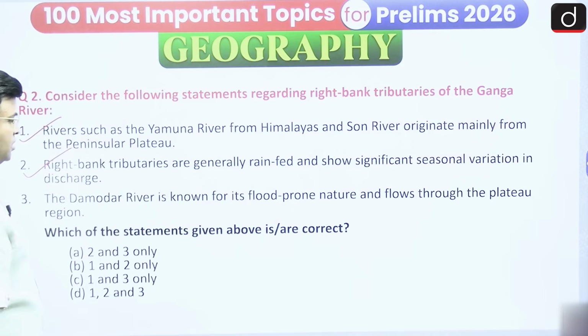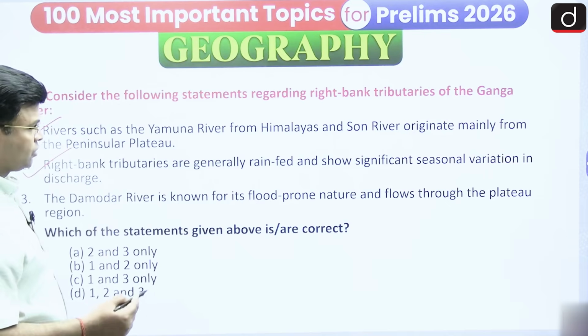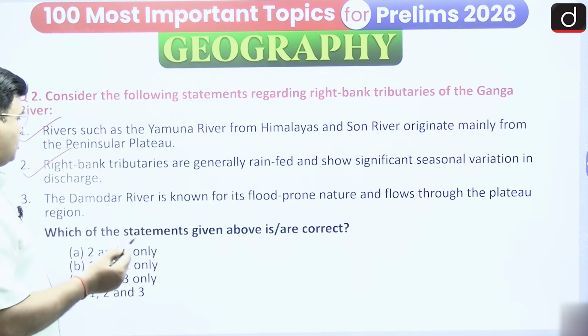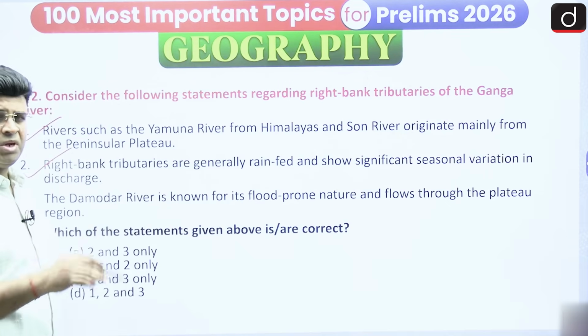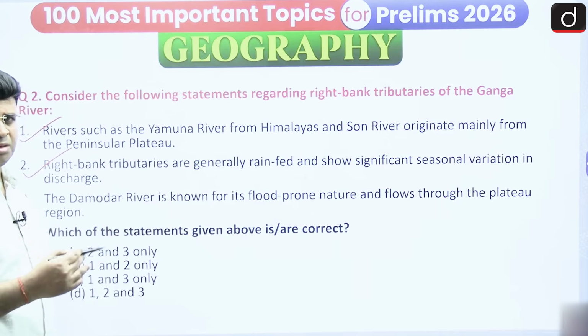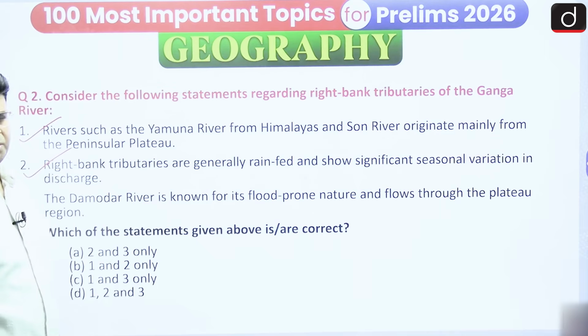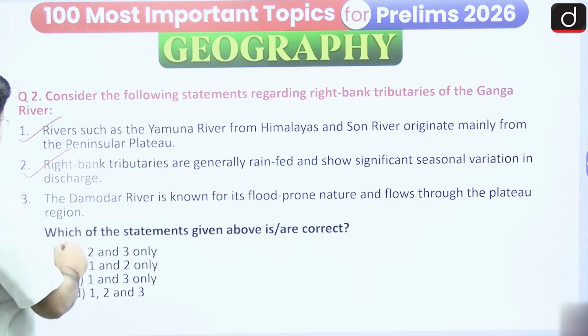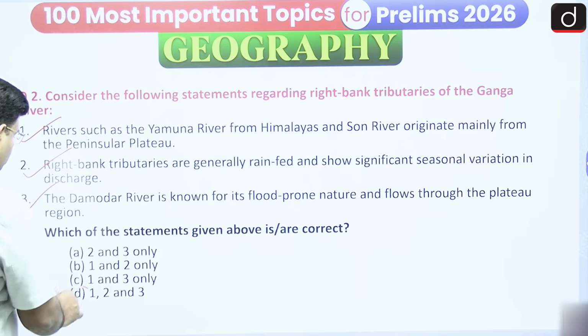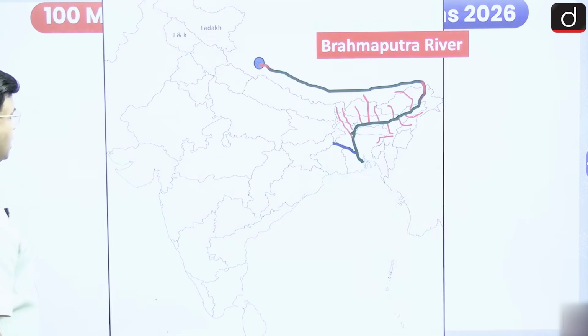The Damodar river is known for its flood prone nature and flows through the plateau region. Yes, the Damodar is known for flooding in West Bengal, and it passes through the Chota Nagpur plateau, which is also part of the peninsular plateau. So this statement is also correct. So option D, 1, 2 and 3 are correct.